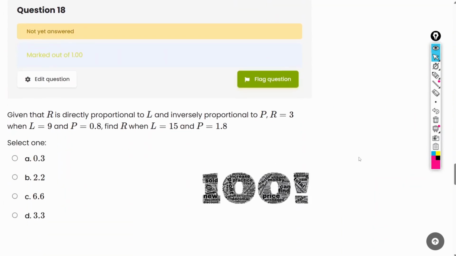18 says, given that r is directly proportional to L, and r is inversely proportional to P. So this is a joint variation setup.